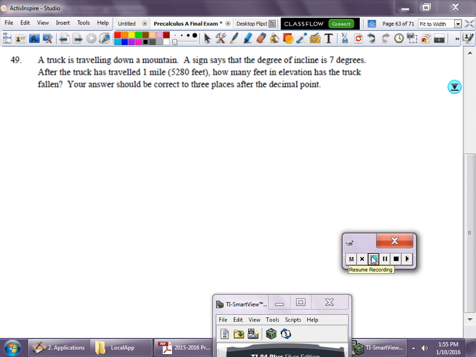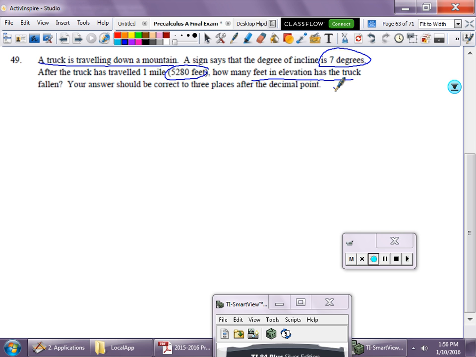49. A truck is traveling down a mountain. A sign says that the degree of the incline is 7. After the truck has traveled 1 mile, which is equal to 5,280 feet, how many feet in elevation has the truck fallen? A mountain stands erect. Let's draw this mountain and figure it out. Again, you're dealing with a right triangle.